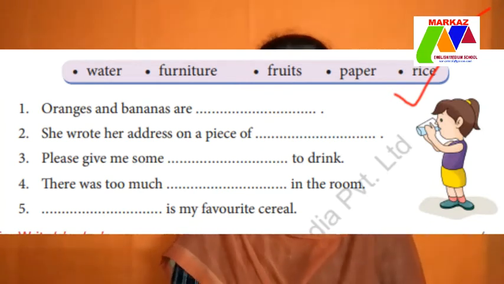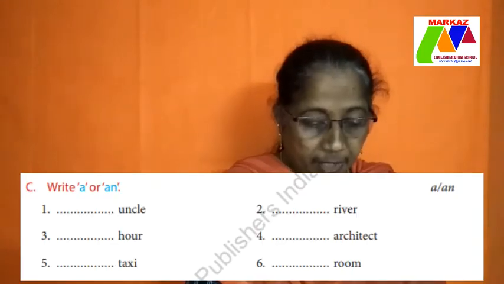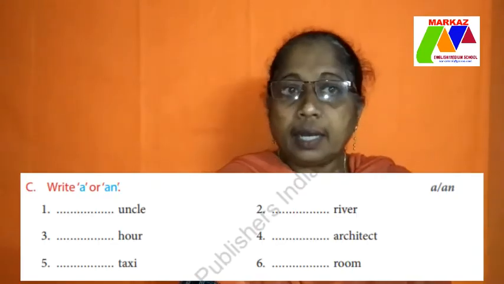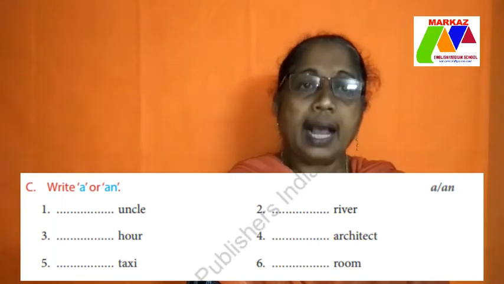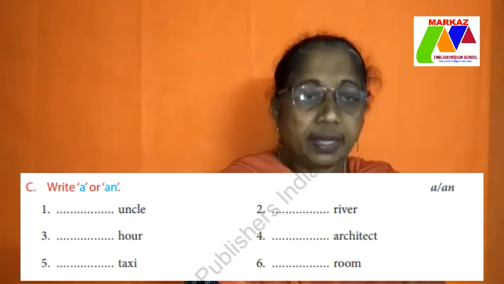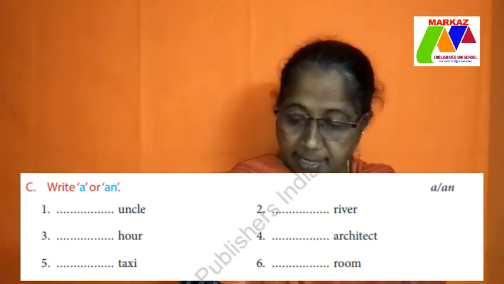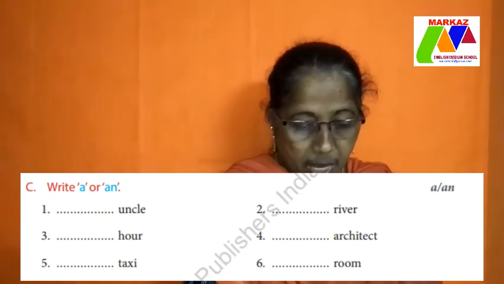C. Write a or an. 1. It follows the rule A-E-I-O-U. So you have to write an uncle. 2. A river. 3. An hour. 4. An architect. 5. A taxi. 6. A room.